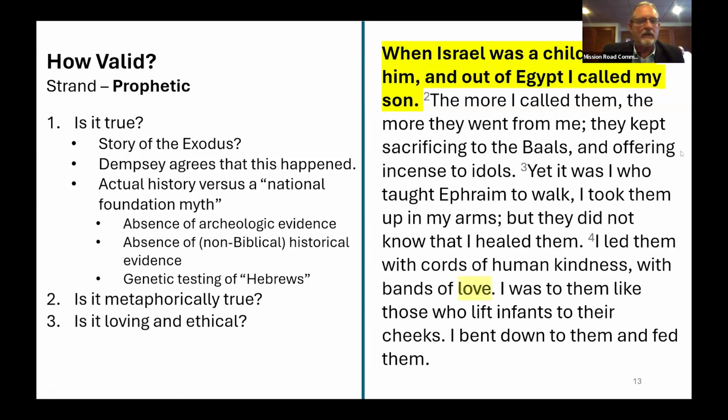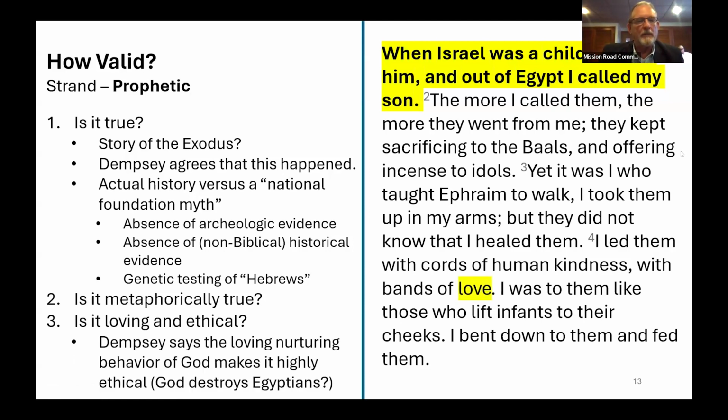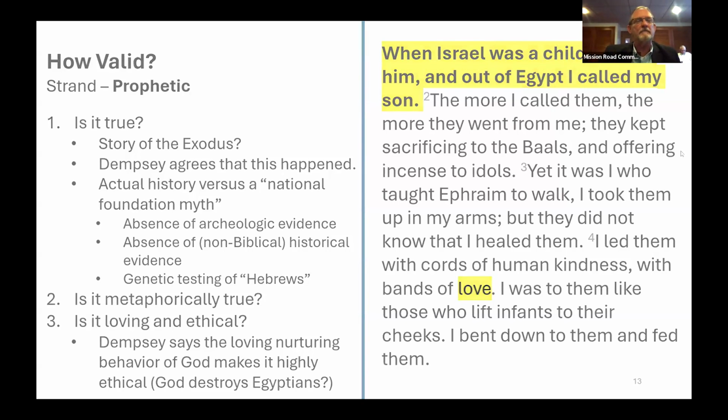Is it loving and ethical? Absolutely. The loving nature of God makes it highly ethical. My only question here, you can't see the bottom there. I don't know if we can move the screen up a little bit. So my question was, part of the story too is God destroyed the eldest sons, and assuming the story were true, there should be chariots at the bottom of the Sea of Reeds somewhere, all the Egyptian soldiers who died. That to me kind of departs a little bit from the loving ethical part of it, but okay. At least from Hosea's perspective, it's very loving.